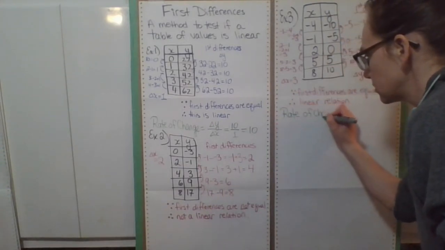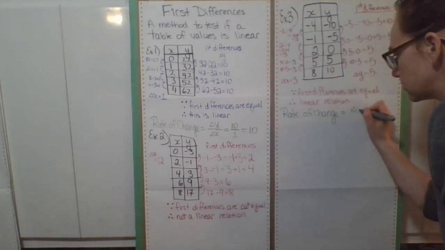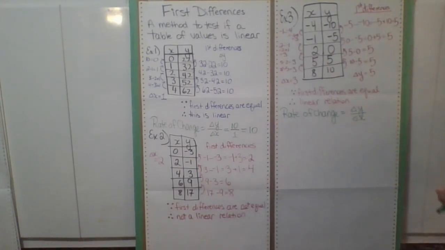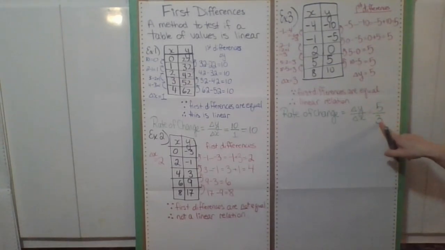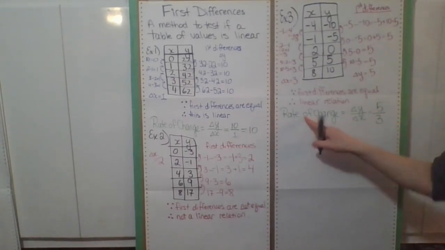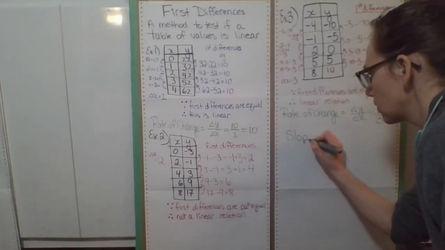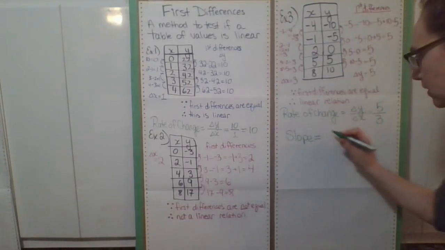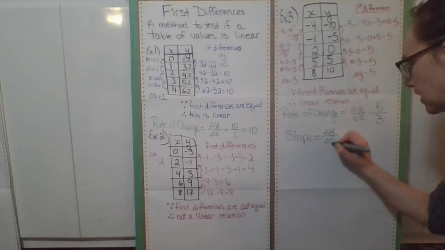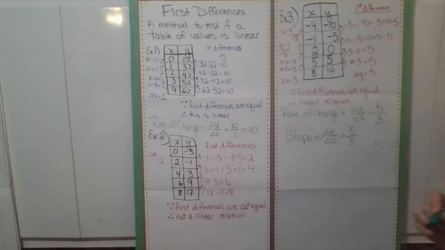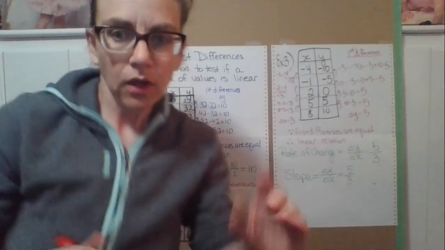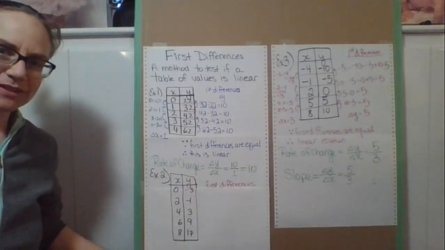Remember, rate of change is change in y divided by my change in x. I've seen that my change in y is 5, and my change in x is 3. So I know my rate of change is 5 over 3. Don't forget, our other word for rate of change is slope. So if the question asks for slope, well, we just found it. Our slope is change in y over change in x, which is equal to 5 over 3. Ta-da! Well done.